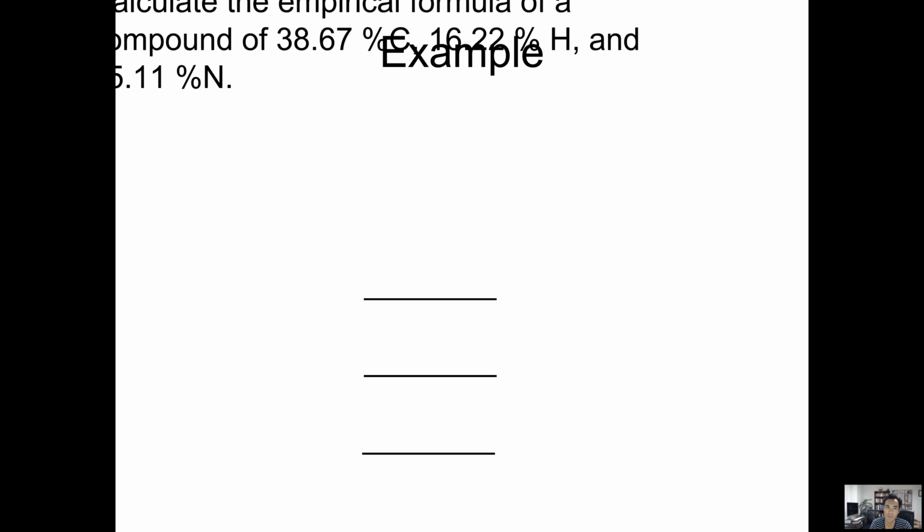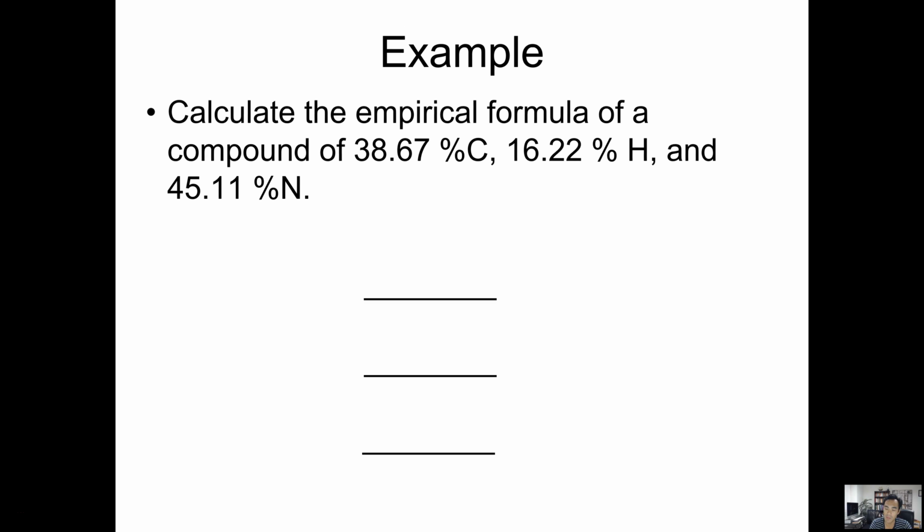Alright, so here's an example. These are very common types of problems that you're going to get for calculating empirical formulas. So it says calculate the empirical formula of a compound of 38.67% carbon, 16.22% hydrogen and 45.11% nitrogen. So as you can see, the percentages are actually useless to me. I need to convert those into moles in order to get them into the atoms.